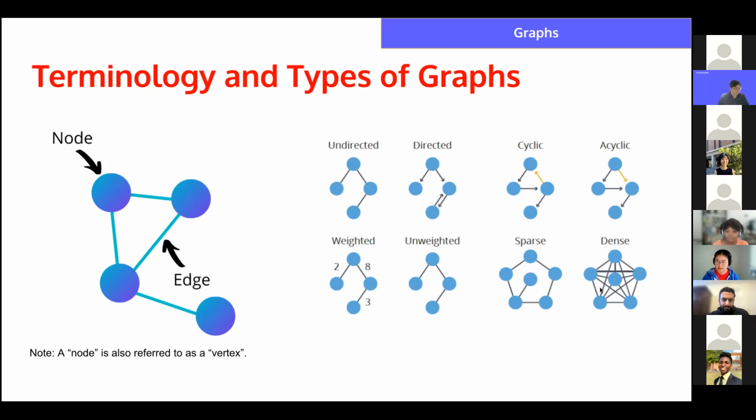And then the last distinction we have is sparse versus dense graphs. Sparse graphs means there's not a lot of edges. So trees are generally a type of sparse graph because trees don't have a lot of edges. And dense graphs, this means there's a lot of edges connecting your nodes.